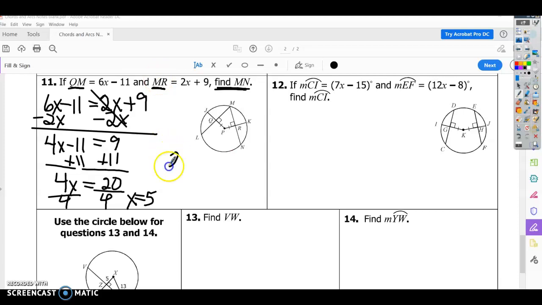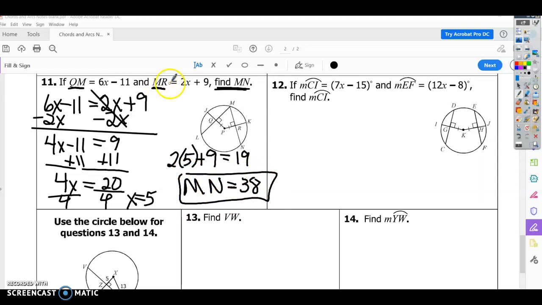So MR is 2 times 5 plus 9. So I'm going to have 10 plus 9, or 19. And then 19 times 2 is 38. So MN equals 38. And again, the reason I know that is because MR is this segment here, and we need to find MN, and we know it's twice that because it has a perpendicular bisector that cuts it in half. So if we have half of it, we just double it to get the whole distance.